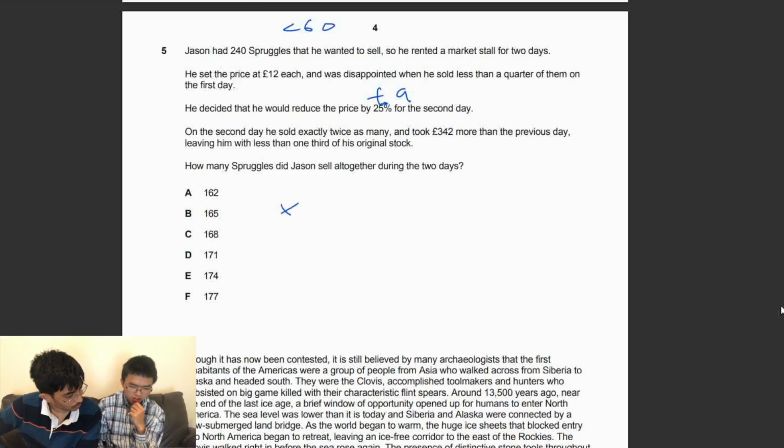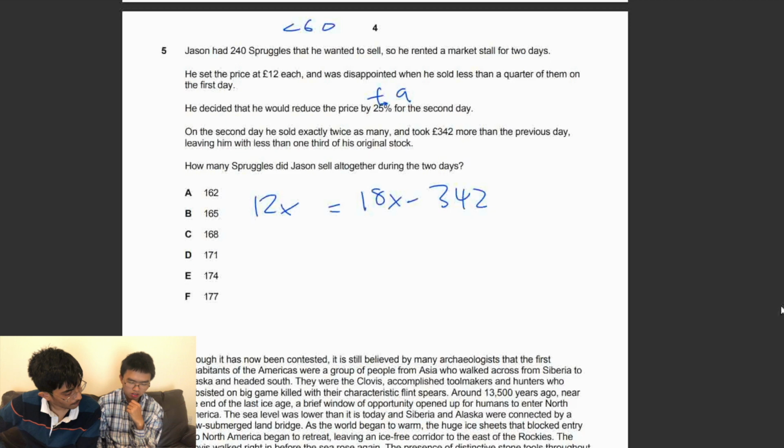So let's say you sold x on the first day at £12 each, and you sold 9 times 2x. You sold twice as many. So that's 18x minus 12x, so there's 6x, which equals 342. And so x is equal to, queue your mental calculator, 57. Oh yeah, 57. So 57 is how many you sold in the first day.